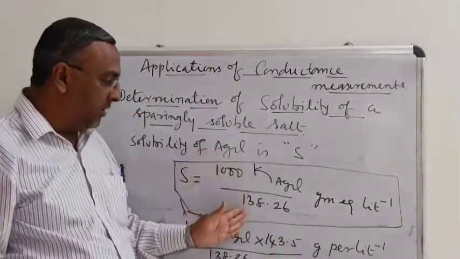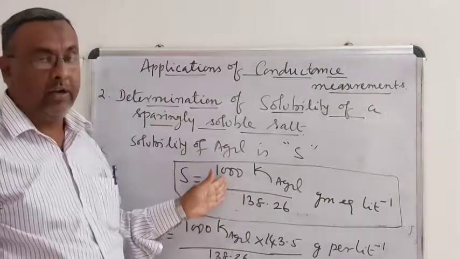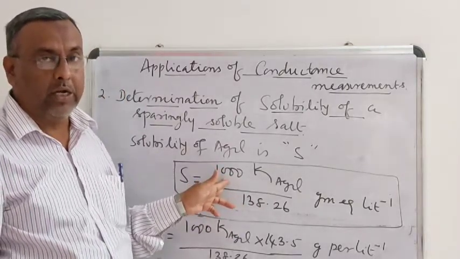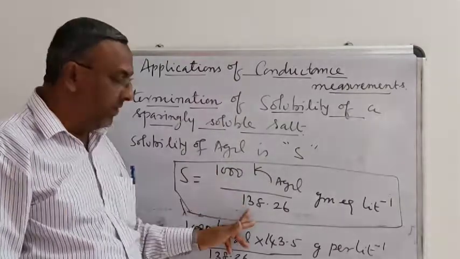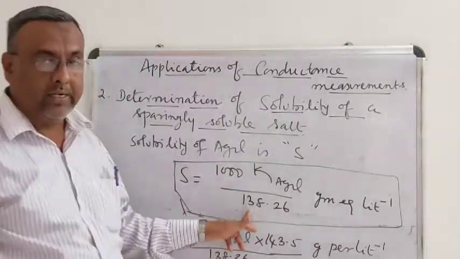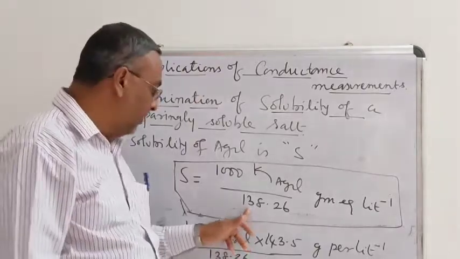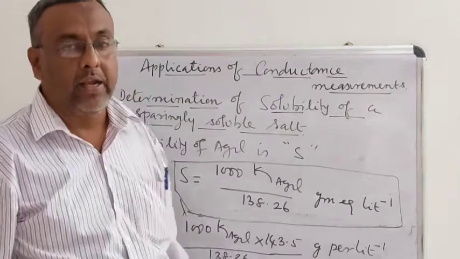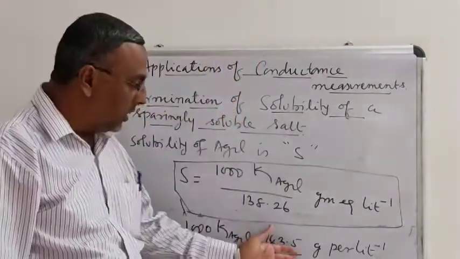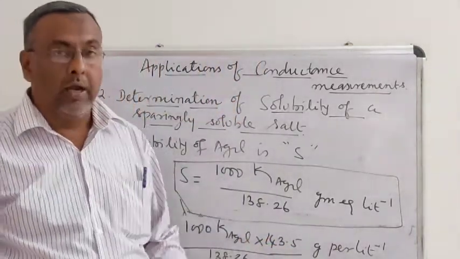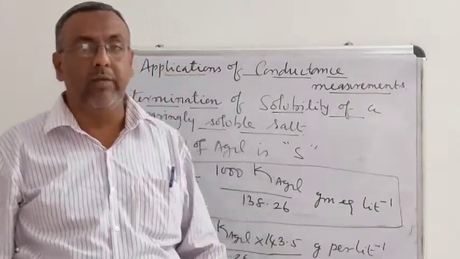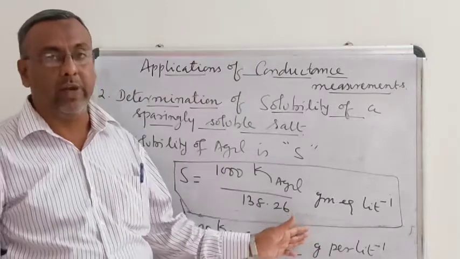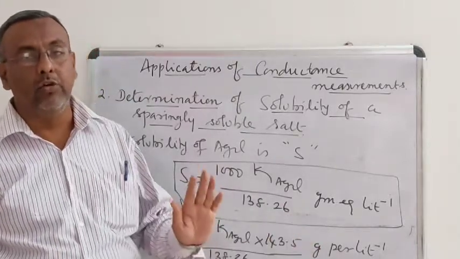Then it is multiplied by 1000 to give the volume of the solution containing 1 gram equivalent of silver chloride, divided by the equivalent conductance of silver chloride. From this you can easily find out the solubility of silver chloride in gram equivalents per liter or grams per liter. So conductance measurement is very helpful in determining the solubility of any given sparingly soluble salt.